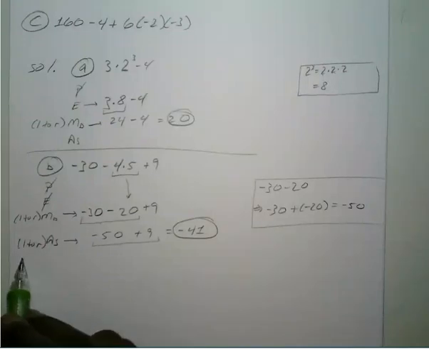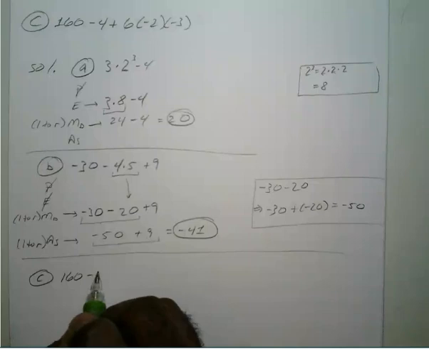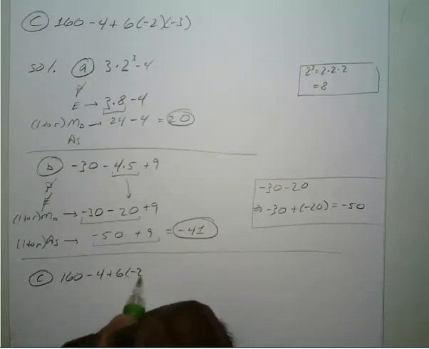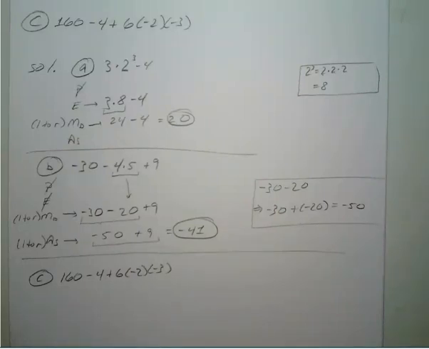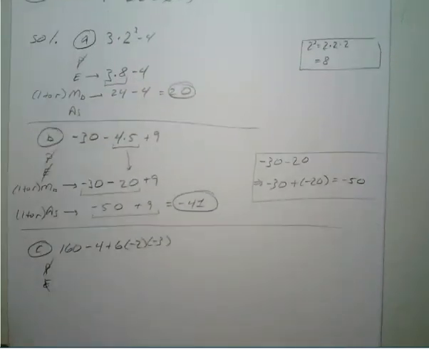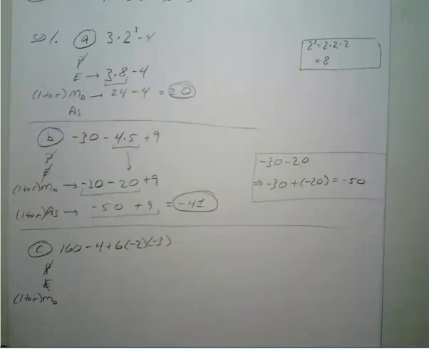Okay, so now we're going to do C, which is 160 minus 4 plus 6 times negative 2 times negative 3. Again, we don't have any parentheses. Remember, these parentheses are just used for multiplication, so we don't count those as parentheses. We don't have any exponents. We do have multiplication that we're going to solve from left to right. So going left to right, this is the multiplication we have.